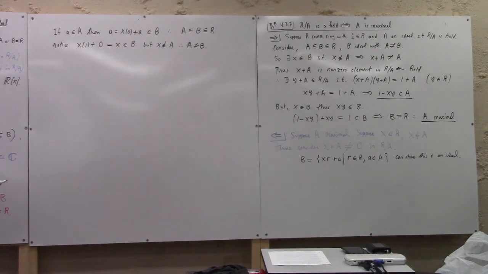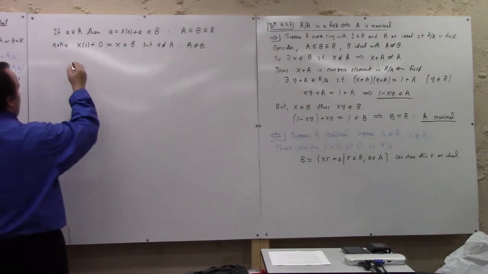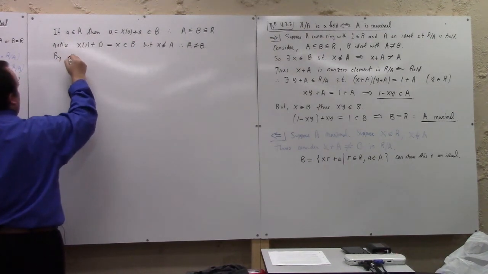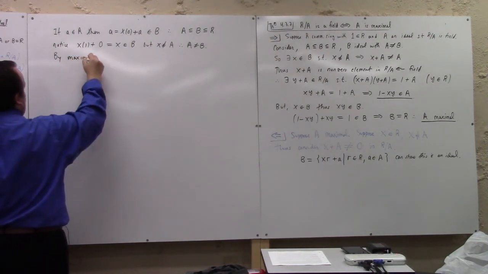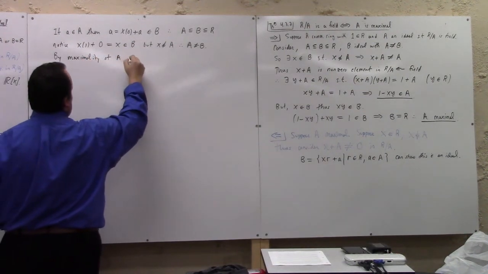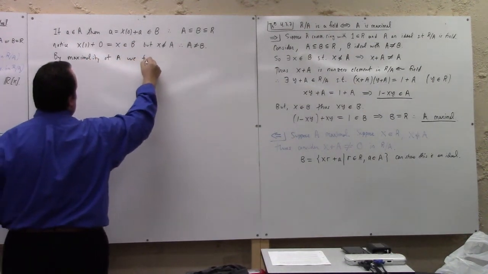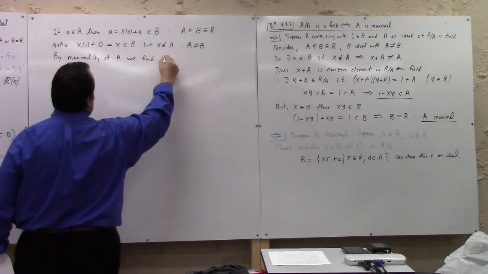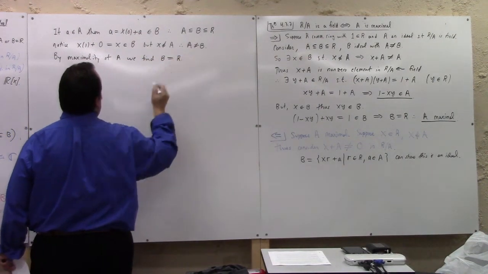Bad. So, by maximality, what do we have? By maximality of A, we find B equals R, right?